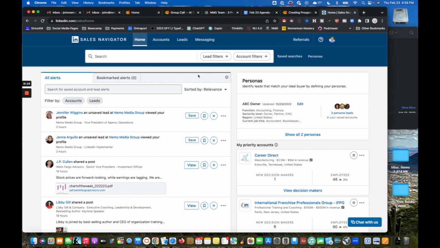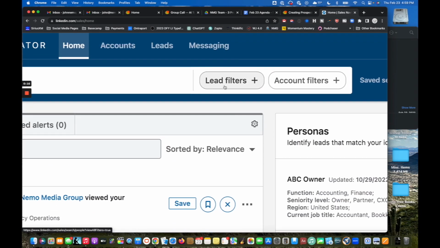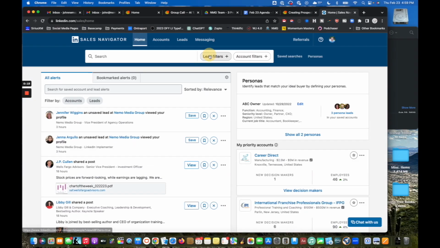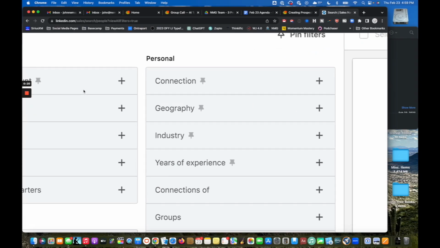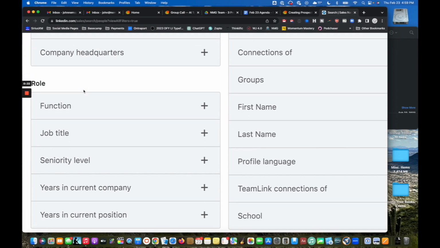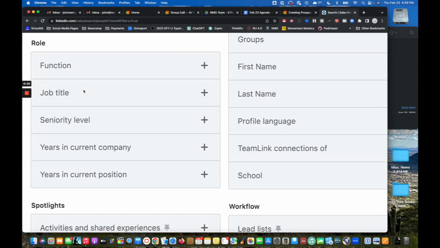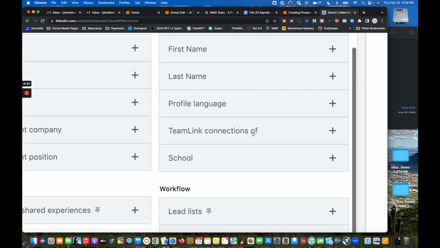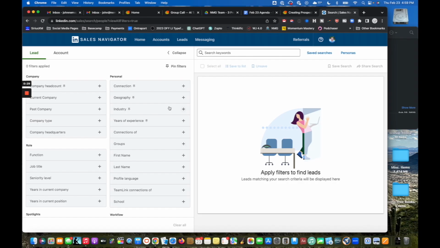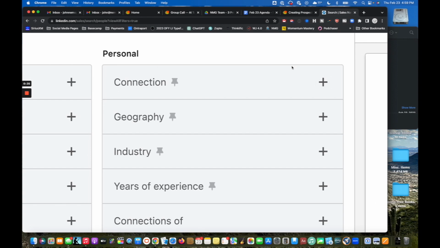So first thing is when you log into Sales Navigator, just click on lead filters right there. That's going to pull up a new screen with all these different filters. So company related, related to their role, workflow. I mean, there's a million filters, right? So I'm just going to walk you through the ones that we need and then how to build a list, okay? So let's start in the personal area.